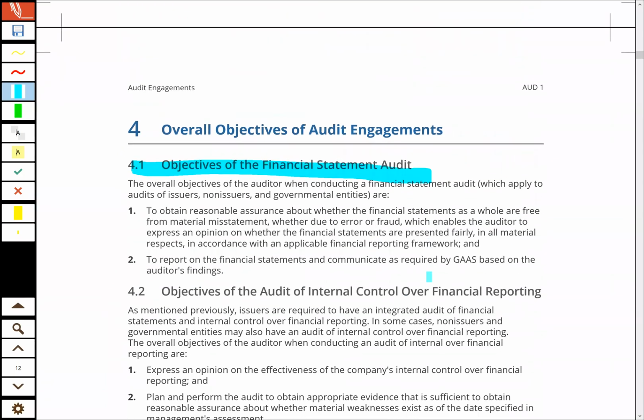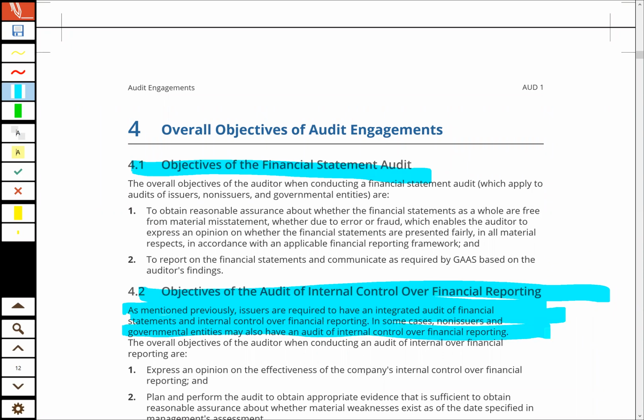But then when we do the audit on management's assertion over internal control, that is required for issuers. Some non-issuers will want that work done, but that is not required. That is an optional piece of work. So non-issuers do not have to have an opinion on their internal control, but if they want to, they can do that. Okay, issuers must. Non-issuers, it's optional. And then this paragraph that I highlighted here talks about government entities.